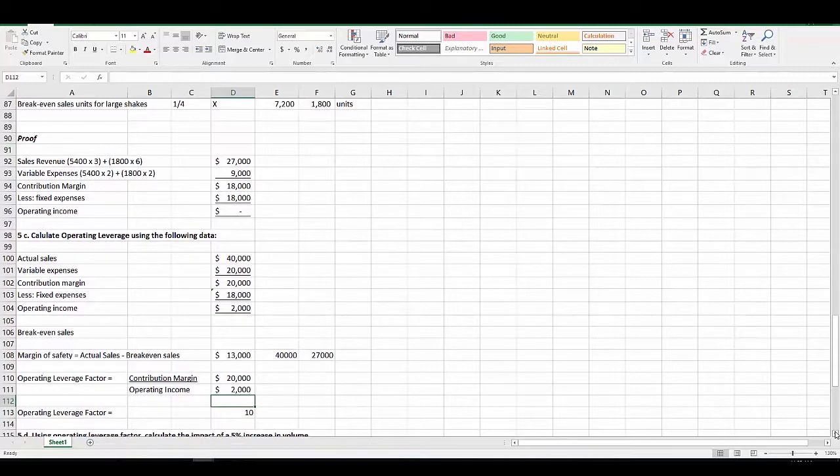So what this means is you can use this information so when you increase the volume that you were selling, then this will tell you right away what the impact is going to be. And we'll see how this works in the next problem. So in this section 5C, we've covered margin of safety, so how much over and above break even are you making in sales, and it's covering operating leverage factor.